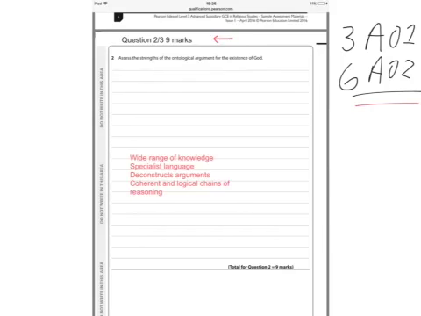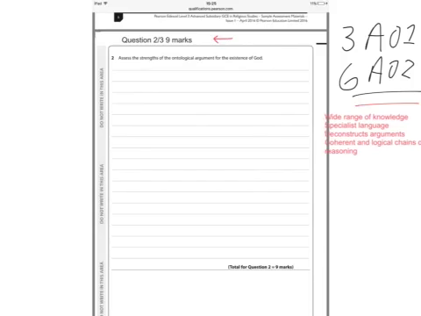The most important ideas addressed here on the mark scheme are that you'll show a wide range of knowledge, specialist language. You have to deconstruct arguments, so this would be the ontological argument we're deconstructing here, and you need to produce your own coherent and logical chains of reasoning.